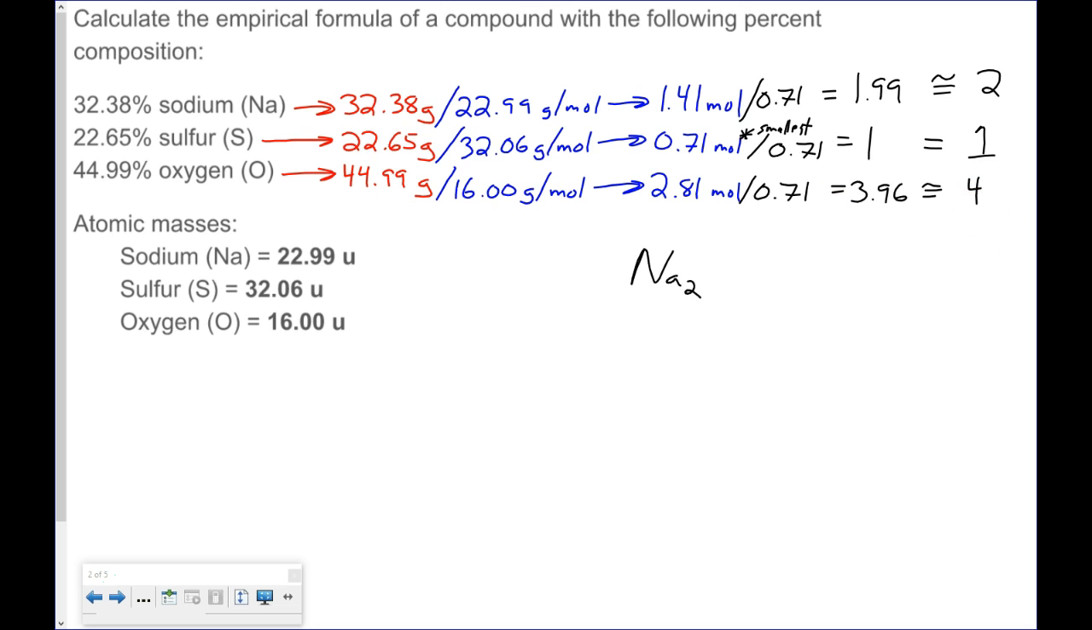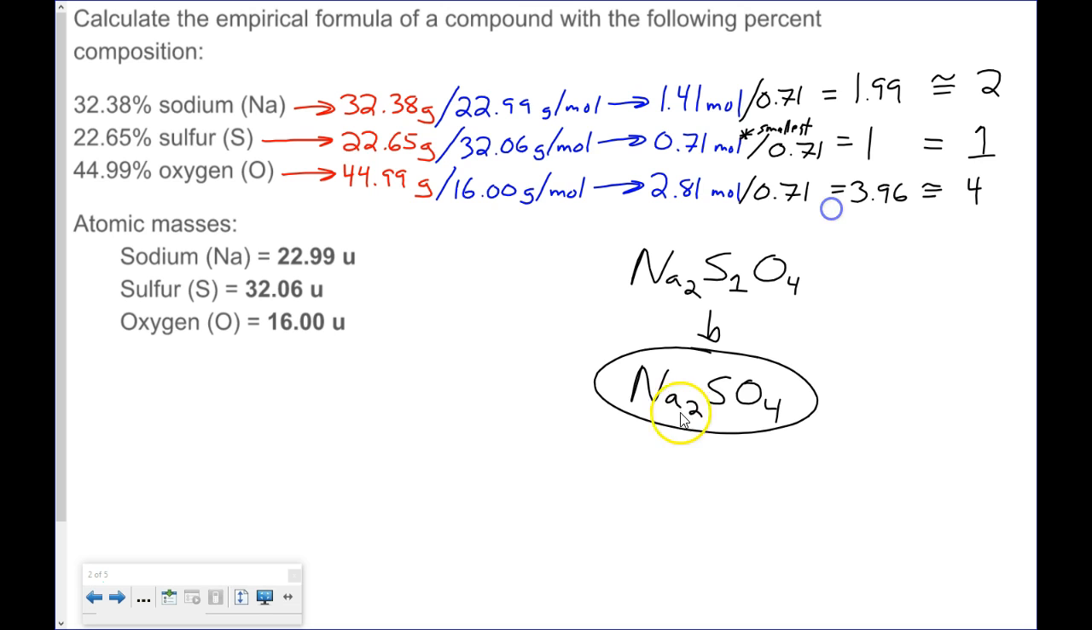So now I know my ratio. I'm going to have 2 sodium, 1 sulfur, and then of course 4 oxygens, but I'm going to rewrite that without that 1 in the subscript. So it's Na2SO4, sodium sulfate.